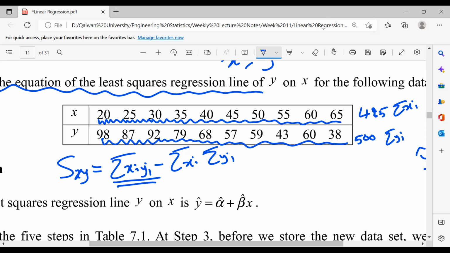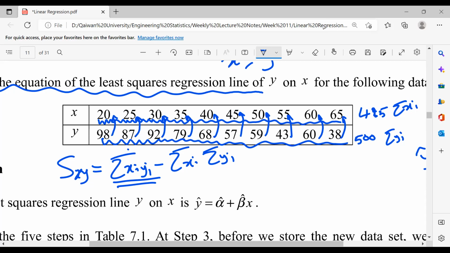How about the sum of xi yi? We multiply these two, and these two, and these two, each one with the corresponding one. Then find the sum of them, the sum of multiplications. We multiply 20 by 98, then plus 25 times 87, plus 30 times 92, plus 35 times 79. We find these multiplications, and then we find the sum of them. Okay? We get a number.